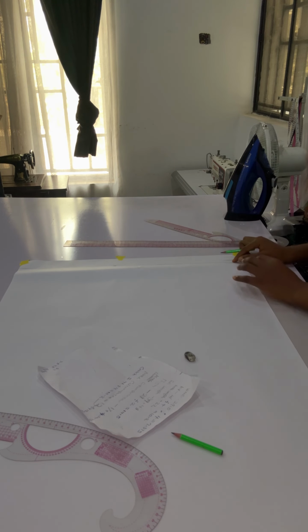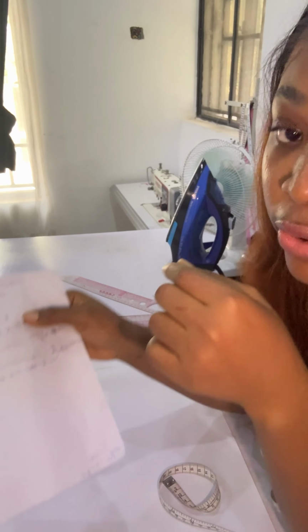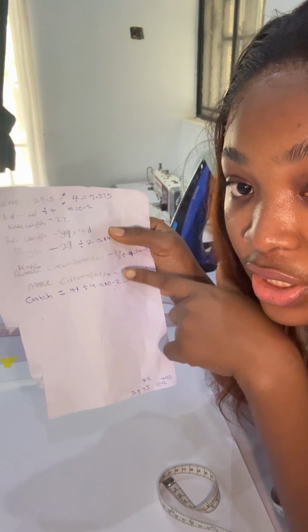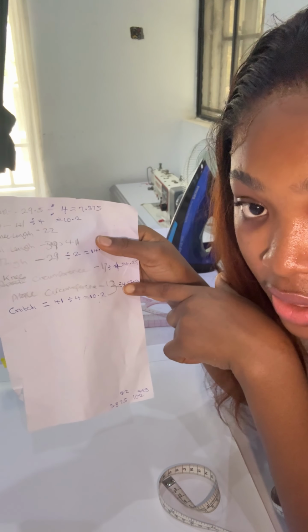So now I've done my 2 inches above. Next we'll be needing our crotch length. In order for us to get our crotch length, we did crotch divided by our hip divided by 4, which is 10.2. That will give us our crotch length.